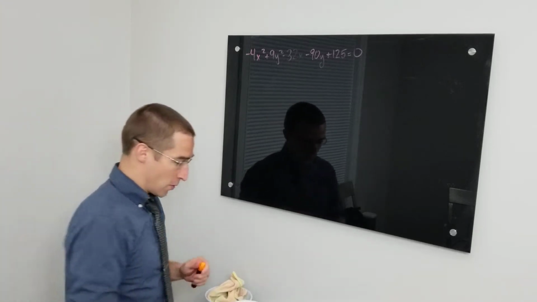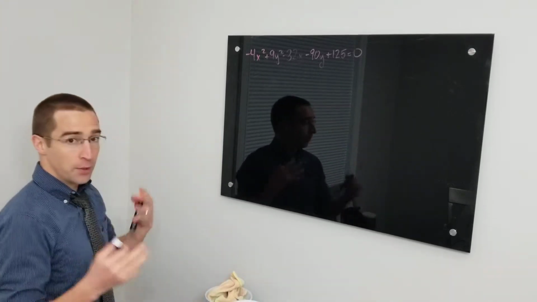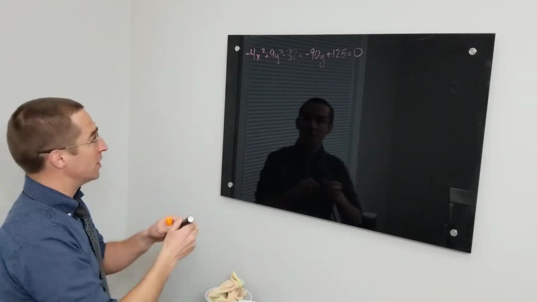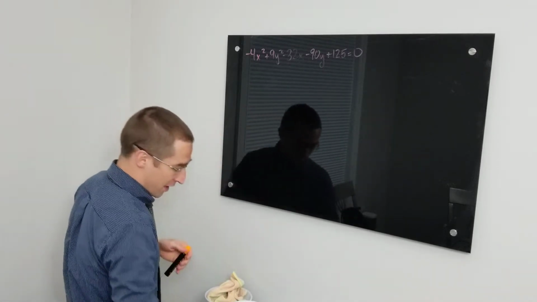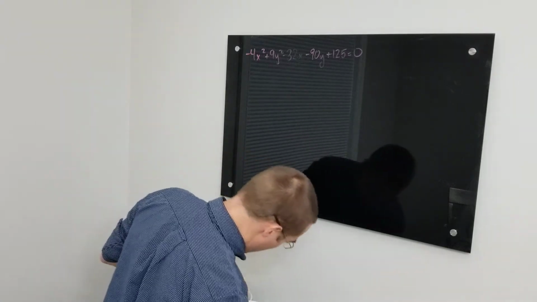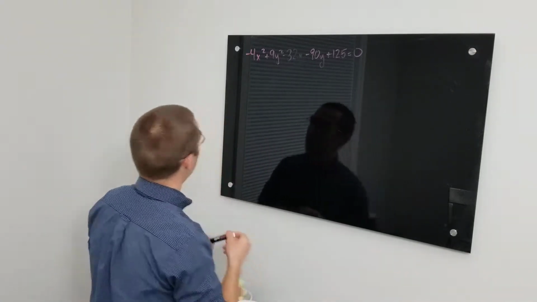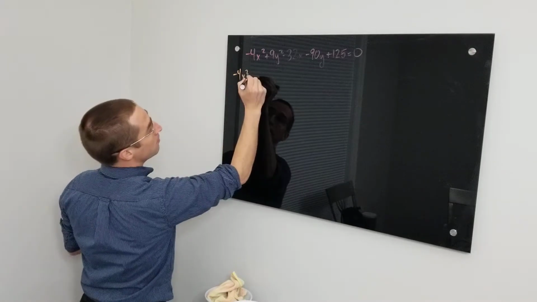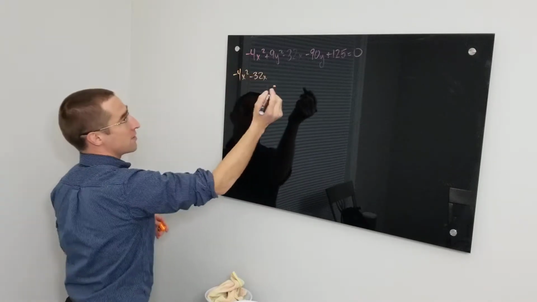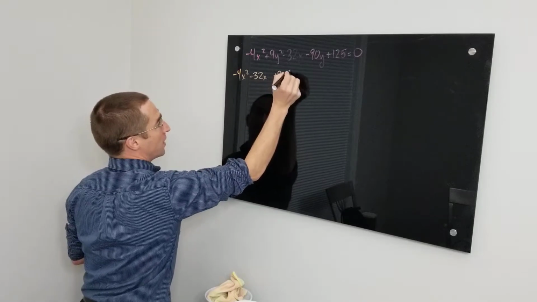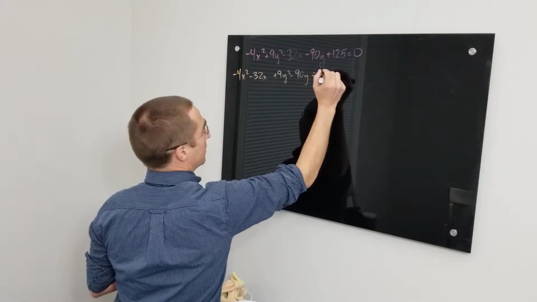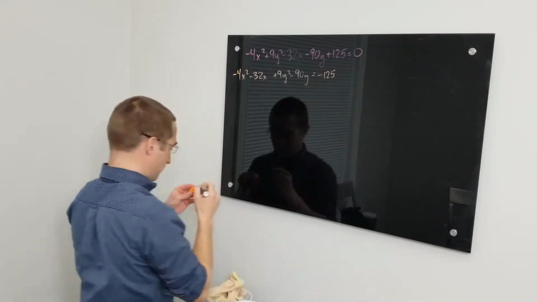characteristics. So going from here, we are first going to combine the x parts, the y parts, and get that 125 to the other side of the equation. So putting the x's together, we shall get minus 4x squared minus 32x plus 9y squared minus 90y equals negative 125.